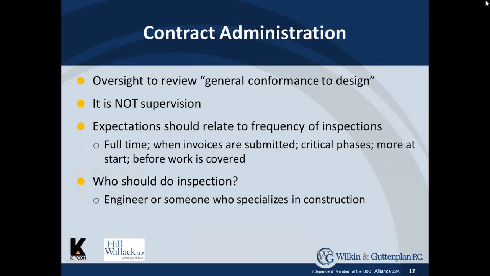Next, we move on to contract administration, when actually the job is taking place. And oversight is to review the general conformance to the design during the course of the job. I will say that the contractor has overall responsibility for completing the job as specified, and in most instances, there's an engineer or an architect or construction person out overseeing the job, the eyes and ears of the association, to make sure the work's being done in general conformance to the design.